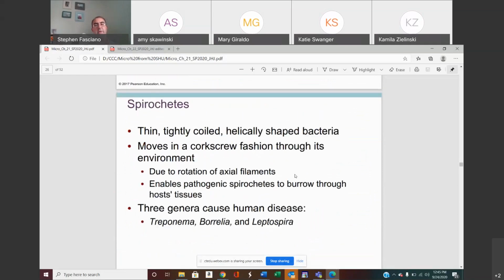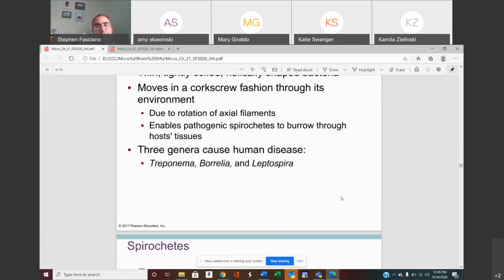When we get to spirochetes, spirochetes are helical shaped, so they look like a coil, like a corkscrew, and that's how they move through their environment, which allows them to kind of burrow through host tissues. And there are three genera that cause human disease: Treponema, Borrelia, and Leptospira.